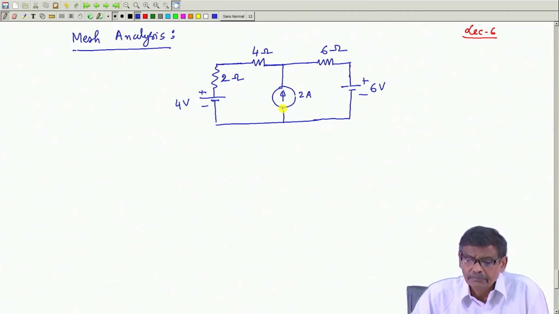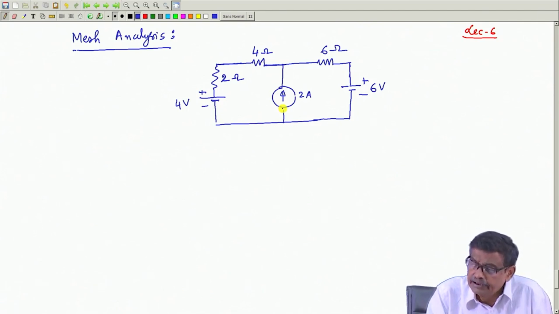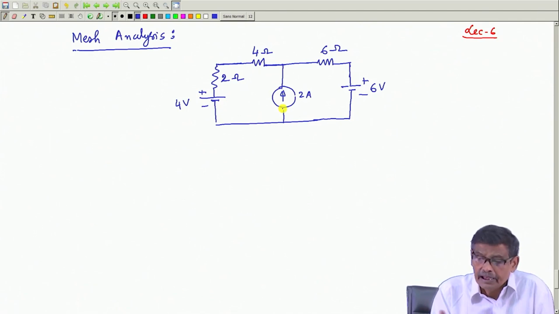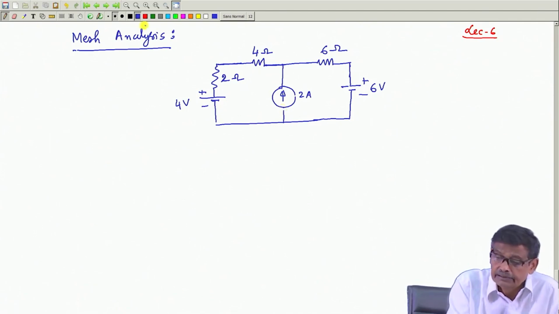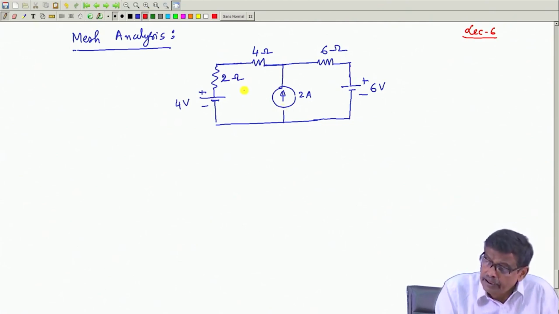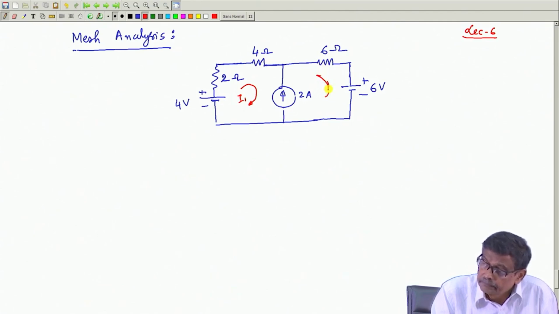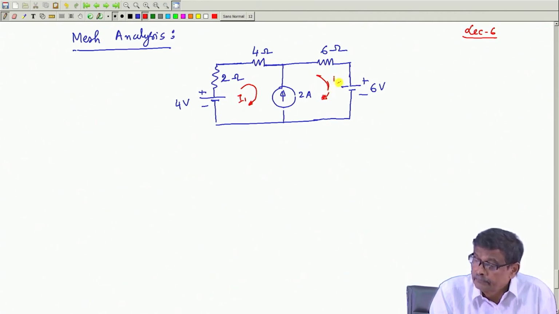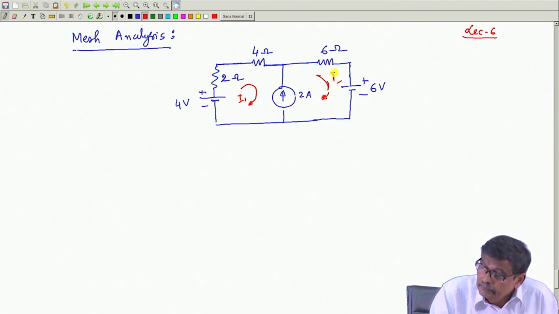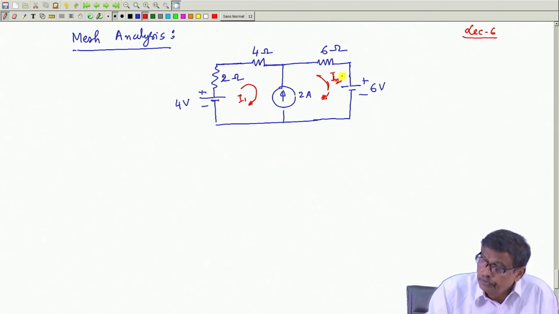Now, I have decided I will apply mesh analysis. So, the first thing, I identify the meshes. Independent meshes are these two only. So, I will assign a current I 1 here and I 2 there. This is I 2, two mesh currents.